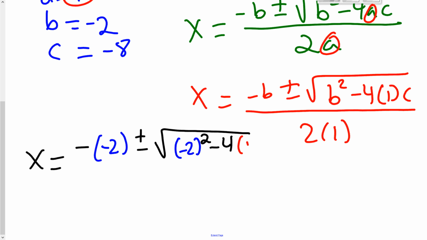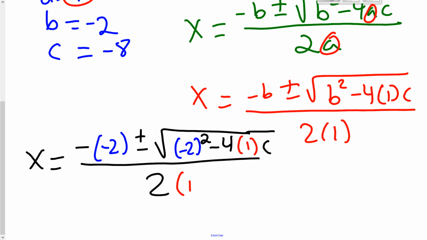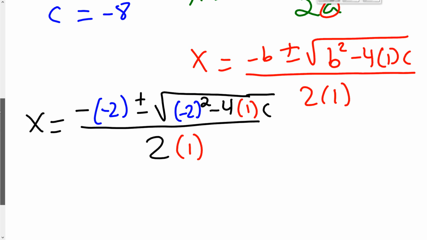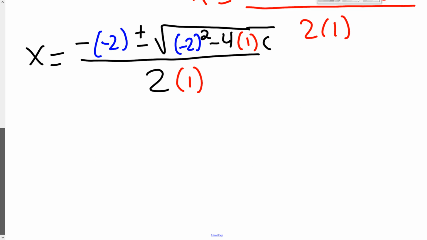I want to do my a's in red. And c I don't have yet, so I'll keep that in black for now. And then all over 2 times my a, and my a is in red. So that's me plugging in my a and my b. Now I'm plugging in my c, which is negative 8.